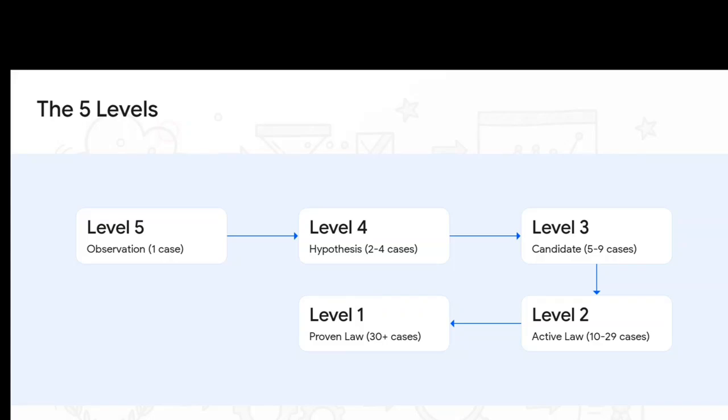So here's how an idea graduates through the system. Think of it like this. It all starts with just one single event. We call that an observation. If we see it again, maybe 2 to 4 times, it gets promoted to a hypothesis. Now we're talking. If it keeps happening, somewhere between 5 and 9 times, it becomes a candidate. Once it hits 10 confirmed cases, boom, it's an active law. And finally, with 30 or more documented cases, it becomes a proven law. It's a real journey from a simple question mark to something close to certainty.